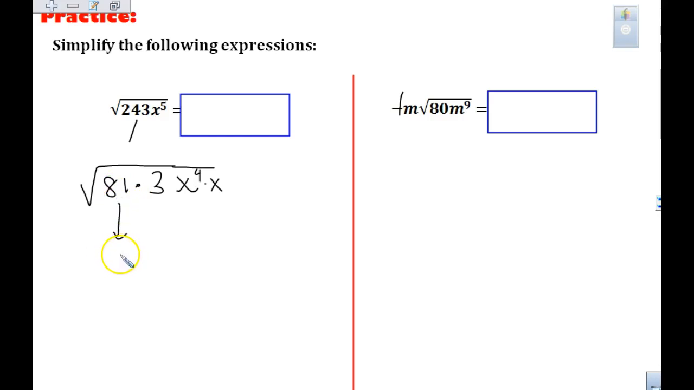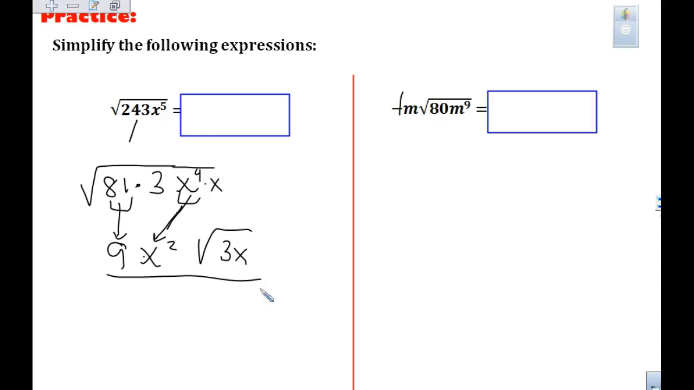So square root of 9, if I'm looking at it, Lulu is. Or square root of 81, excuse me. 9. Square root of x to the 4th, Christian. X to the 2nd. I can't find the square root of 3, that's going to stay underneath there. And I can't find the square root of x, so square root of 3x is the simplified answer.